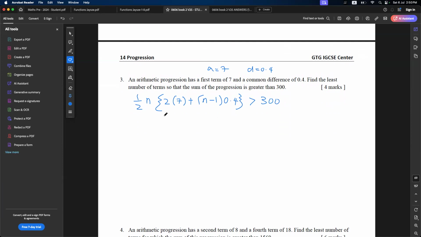From here, just bring the things over first. Half brought over, you have n times 14 plus n minus 1, open the bracket, 0.4 n minus 0.4, greater than 600. Expand the bracket further, 0.4 n square plus 13.6 n minus 600 is greater than 0.